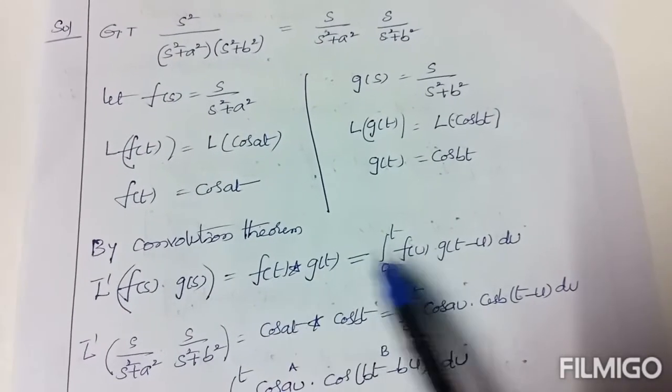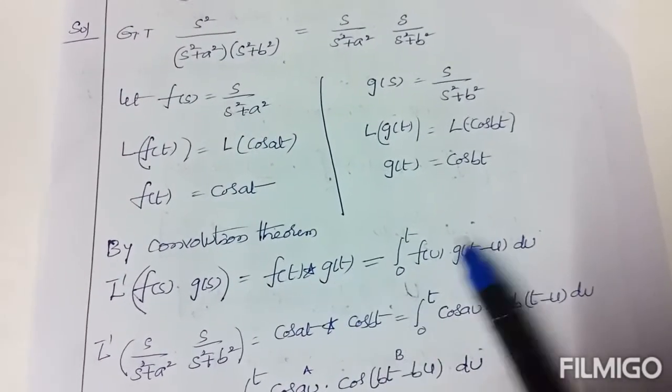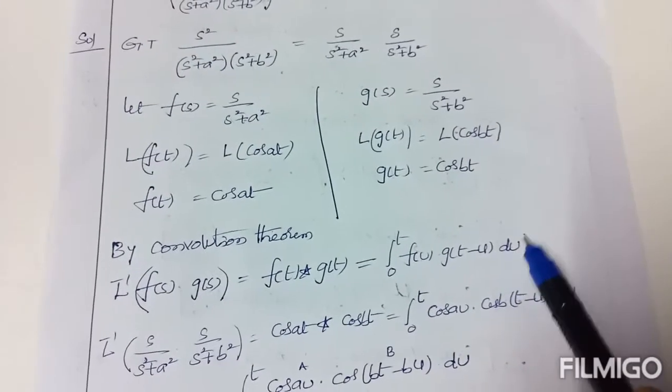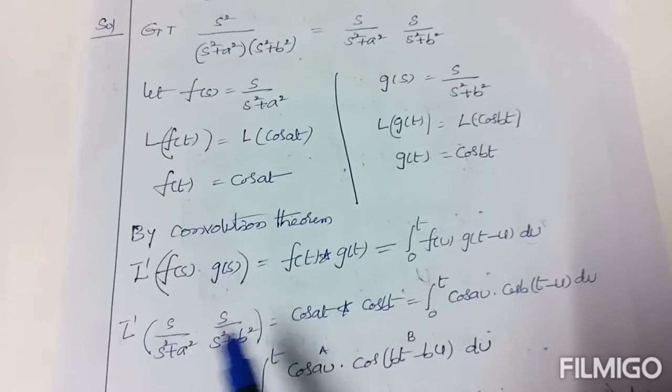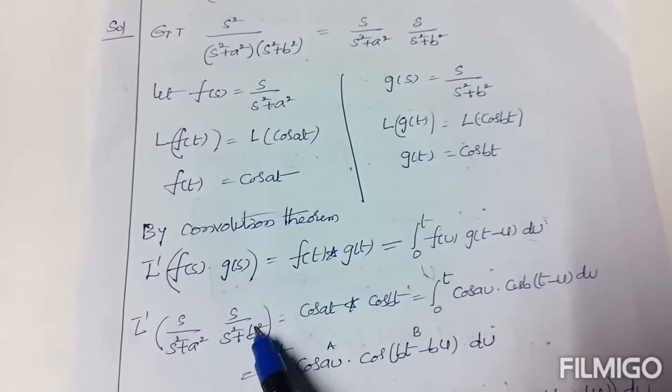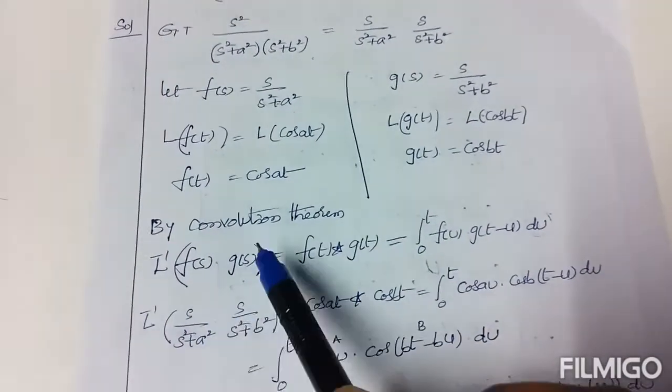First function, t place is u. Second function, t place is t minus u, du. Integration with respect to which one? U only. As per this, the values of f of s and g of s are here.